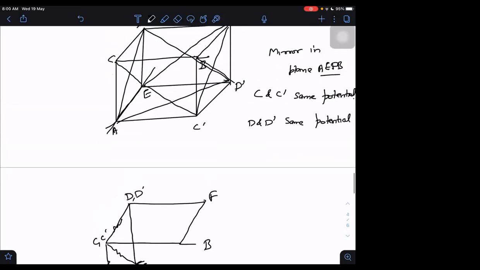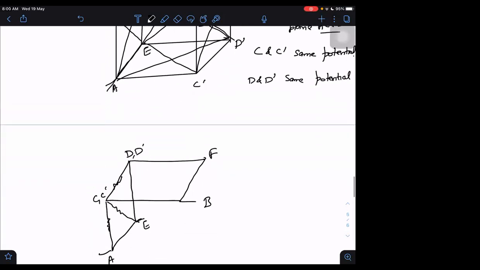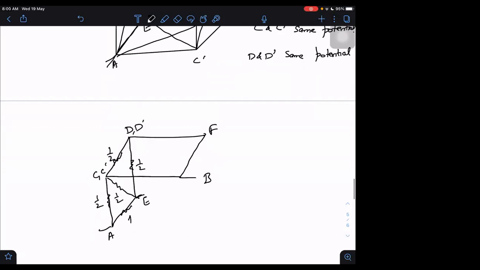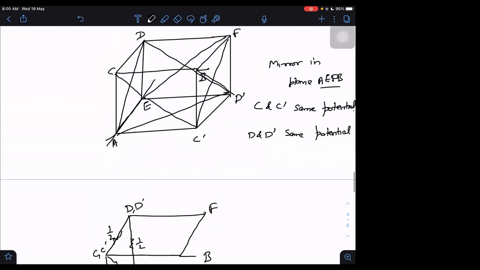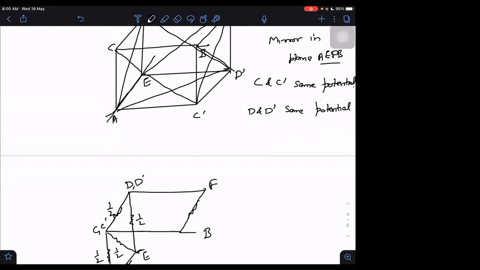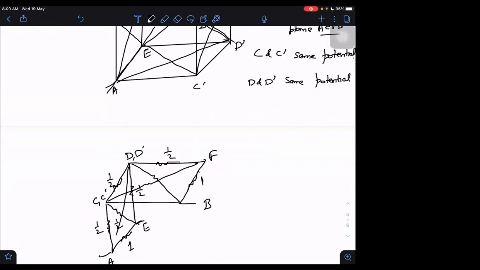How many are between C and D? C and D is also R by 2 only. R by 2, R by 2, R by 2, R by 2. What about AE? AE is R, because it is lying on the mirror. Similarly, FB is R. Others are R by 2. Across both diagonals will be R by 2, R by 2 each.